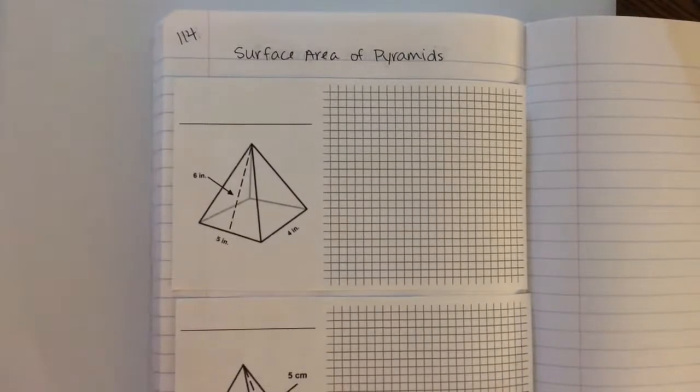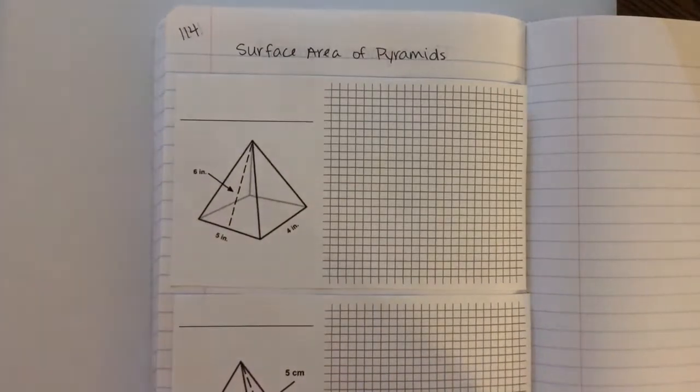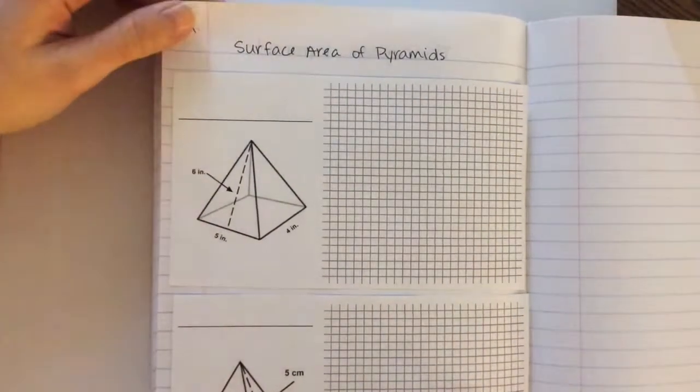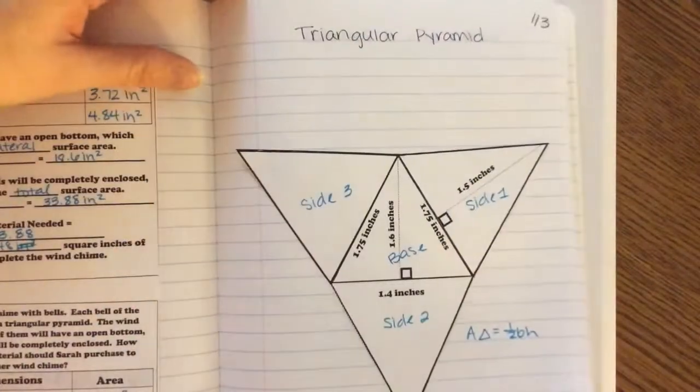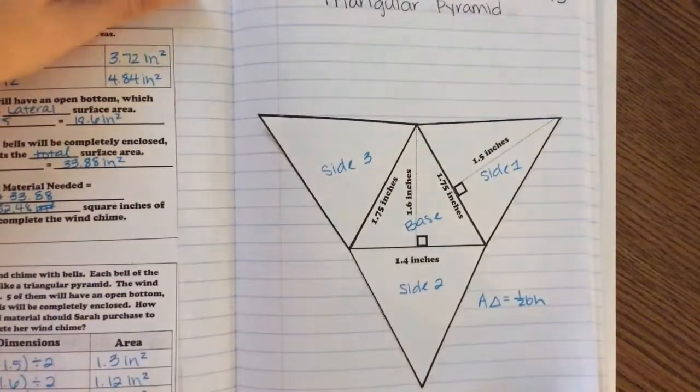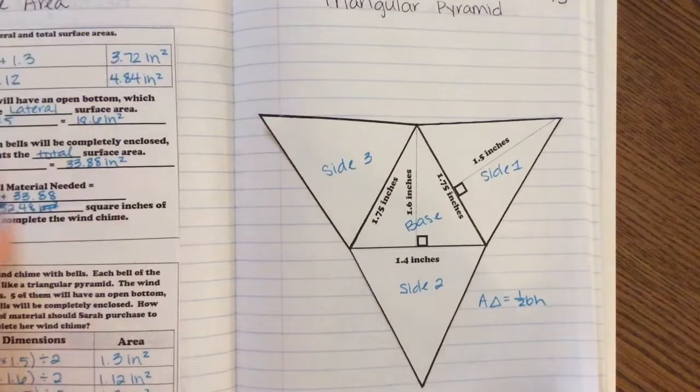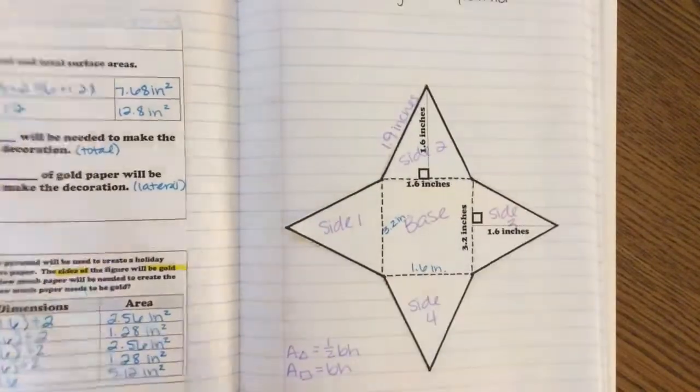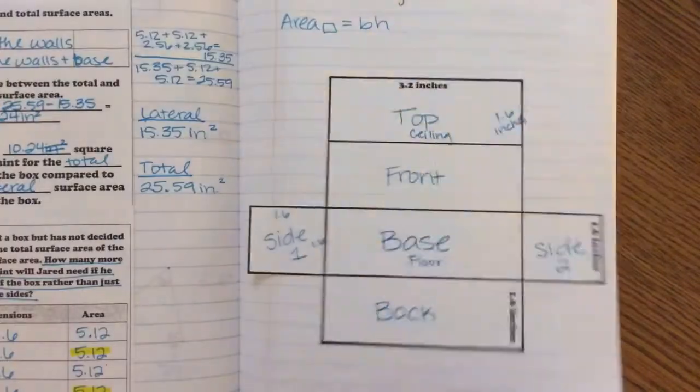Okay, so we're going to talk about surface area of pyramids. What did you notice about the difference of the shapes when you did your videos last night? One was laid out, the other is three. I'm talking about the pyramids. What did you notice that was different on a pyramid versus the prisms?